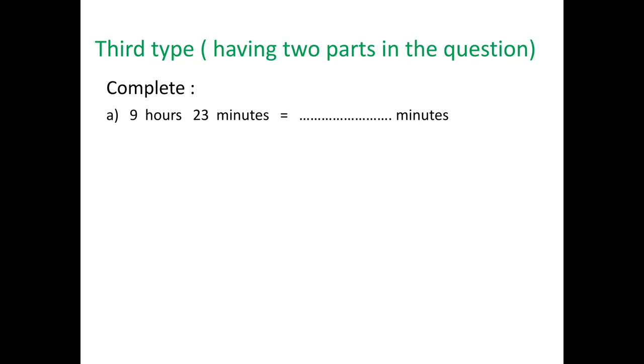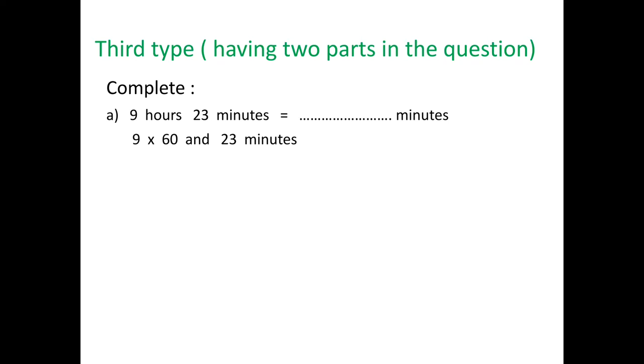So if you have two parts in your question, you're going to change one part and leave the other part as it is. You will change the different part and you will leave the common part as it is. So I'm going to convert hours to minutes. How to convert hours to minutes? Multiplying by 60 because it's from bigger to smaller, from hour to minutes. So it's multiplication. And from where did I get the 60?